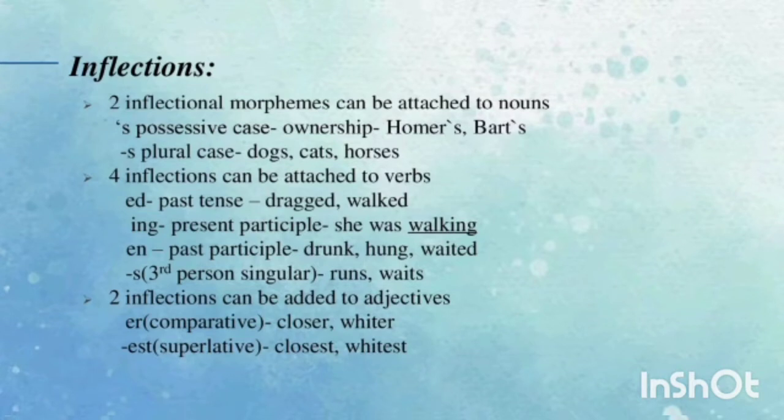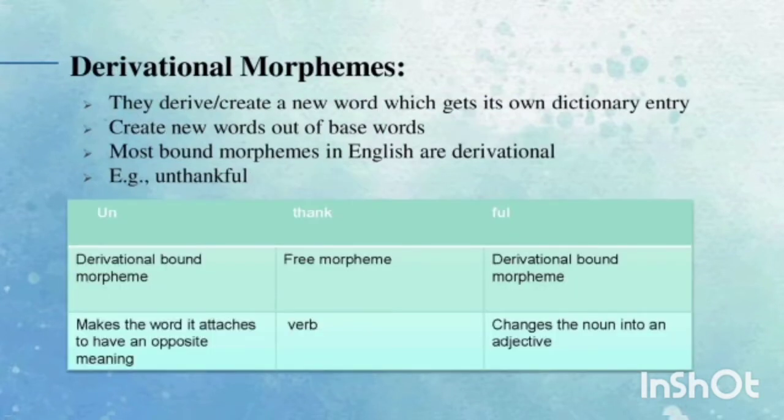And 2 inflections can be added to nouns: one is possessive case, another one is plural case. And 4 can be added to verbs: past tense, present participle, past participle, and third person singular. And 2 inflections can be added to adjectives: one is comparative, another one is superlative.